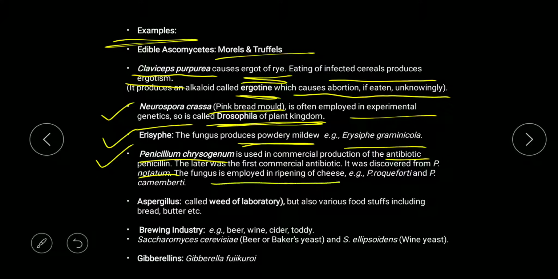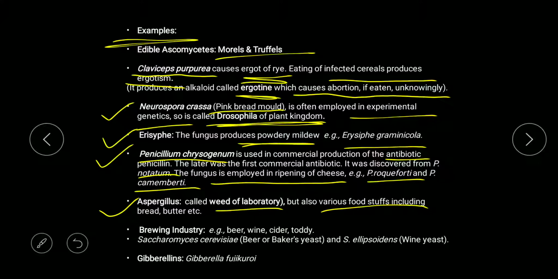So Penicillium fungi are employed in ripening of cheese also, like Penicillium roqueforti produces Roquefort cheese, and Penicillium camemberti forms Camembert cheese. Okay, so we remember Penicillium is an Ascomycetes fungus. The first discovery by Alexander Fleming was done, and he isolated penicillin from Penicillium notatum. But now we get penicillin from where? Penicillium chrysogenum. Okay. Next, one more species is found, that is Aspergillus, which is known as the weed of laboratory.